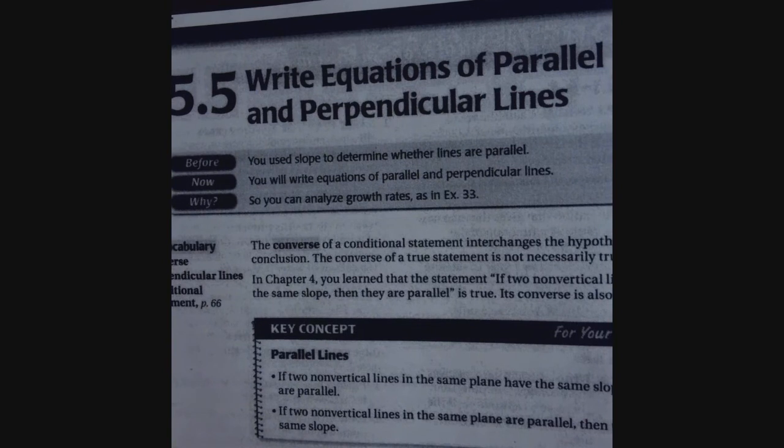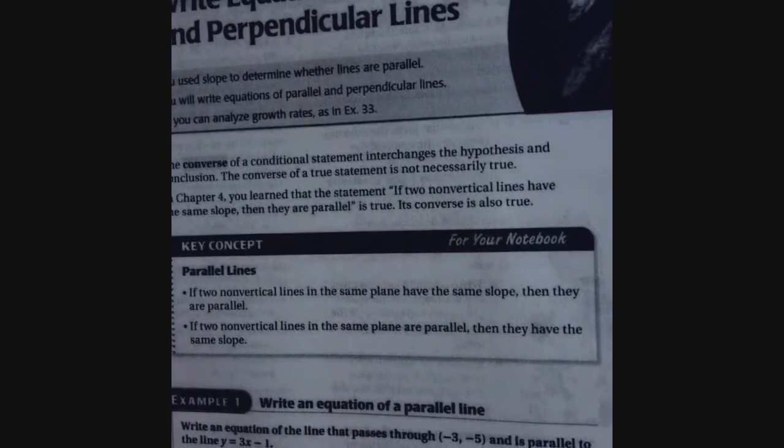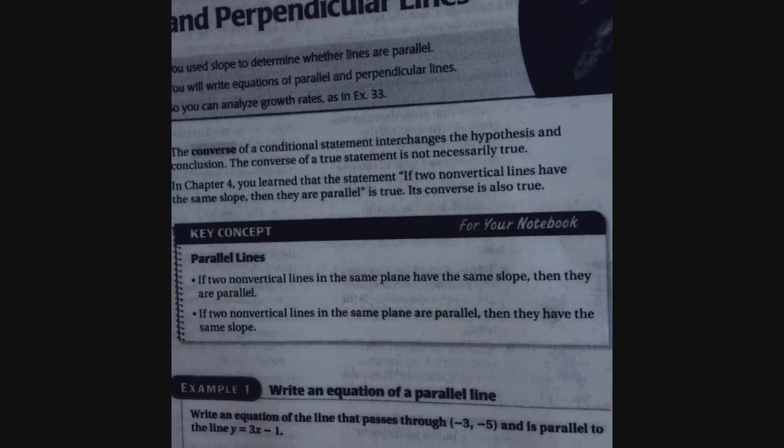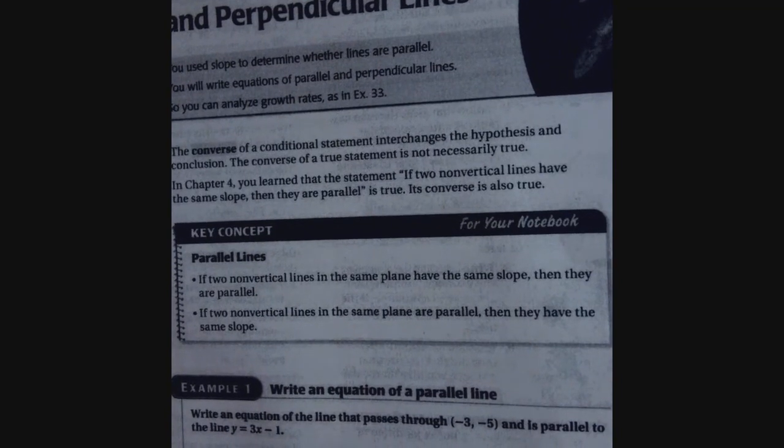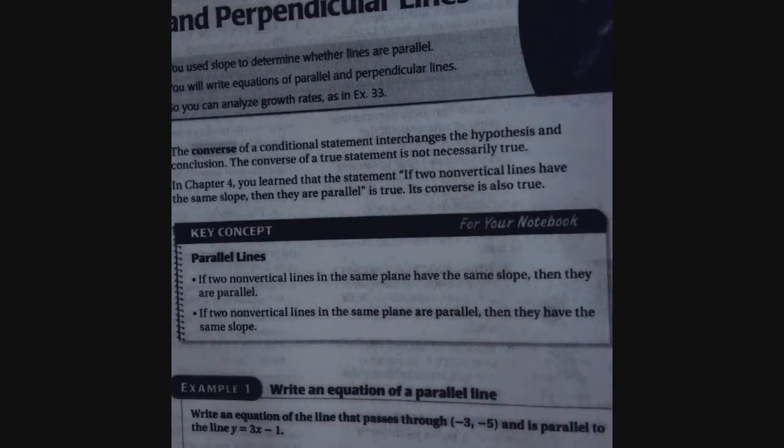Okay, class, we're on to 5.5, write equations of parallel and perpendicular lines. Here's the important note: if two non-vertical lines in the same plane have the same slope, then they are parallel. If two non-vertical lines in the same plane are parallel, then they have the same slope. So parallel lines have the same slope. I think we had touched on that earlier. So that's what we're going to be working with, parallel and perpendicular lines.